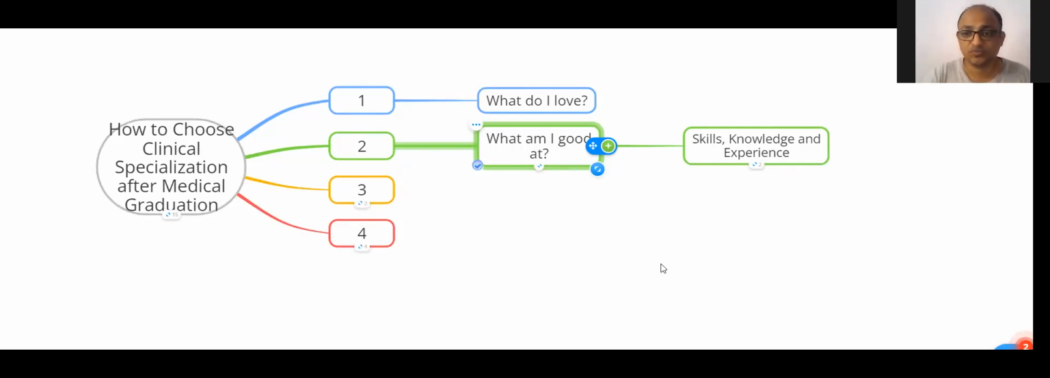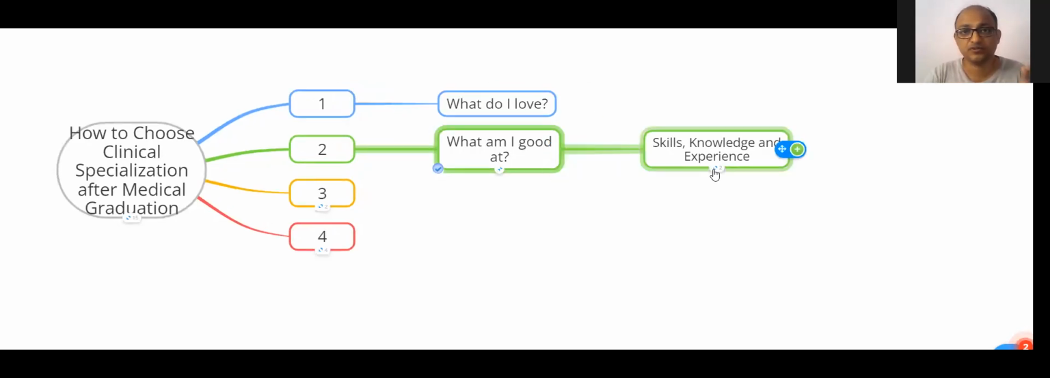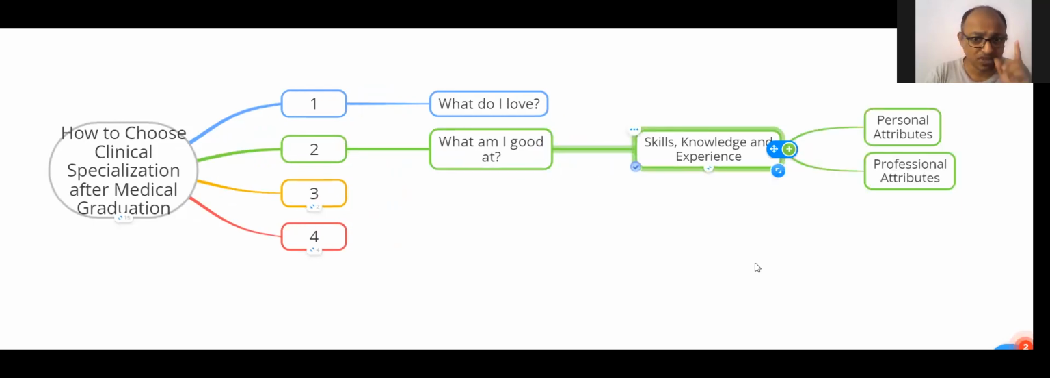It does not stop over here with just your clinical skills, knowledge, or experience. You need to consider your personal attributes and professional attributes also. Let me explain this. Personal attributes include communication skills, interpersonal skills, and people management skills, because these skills are your personal attributes.